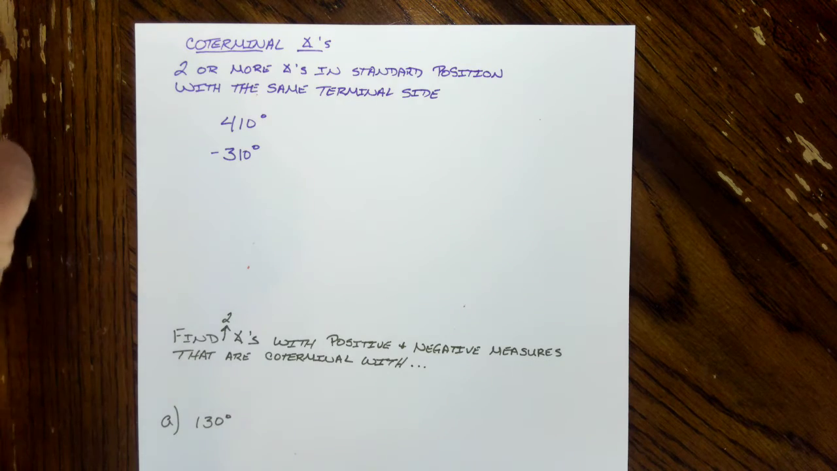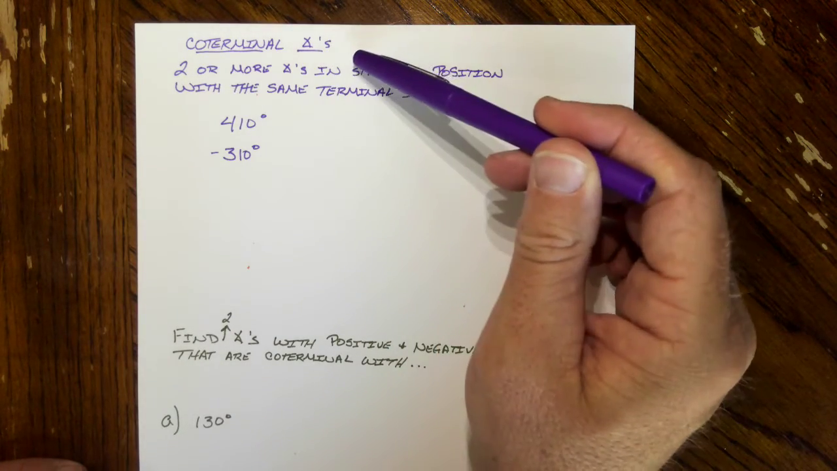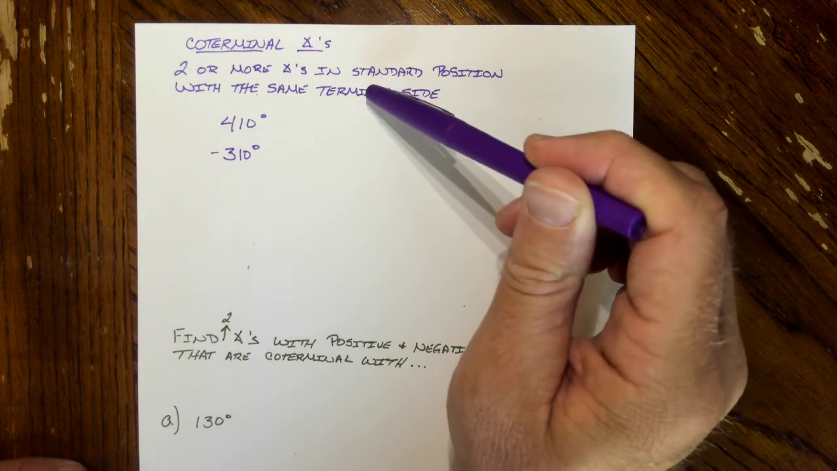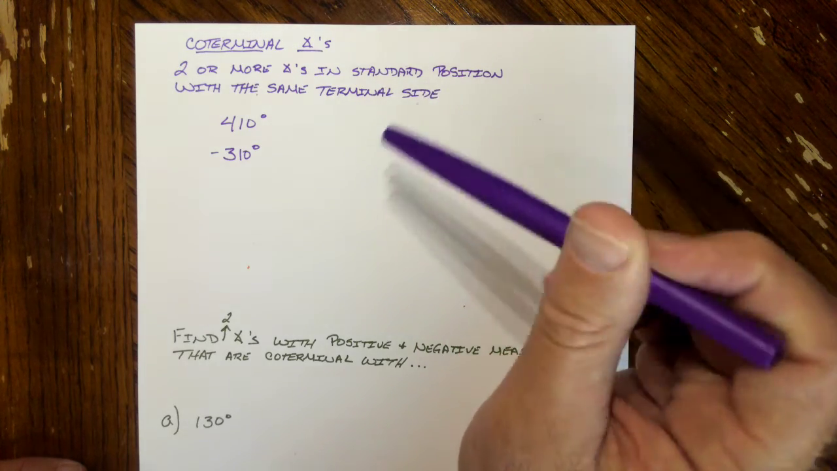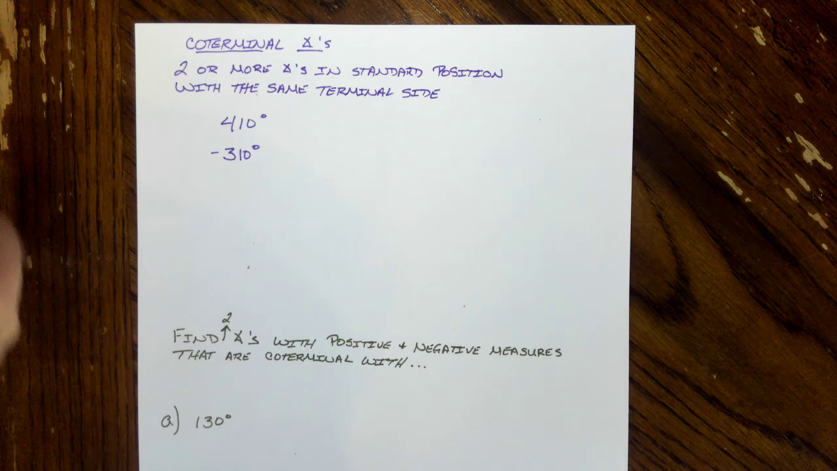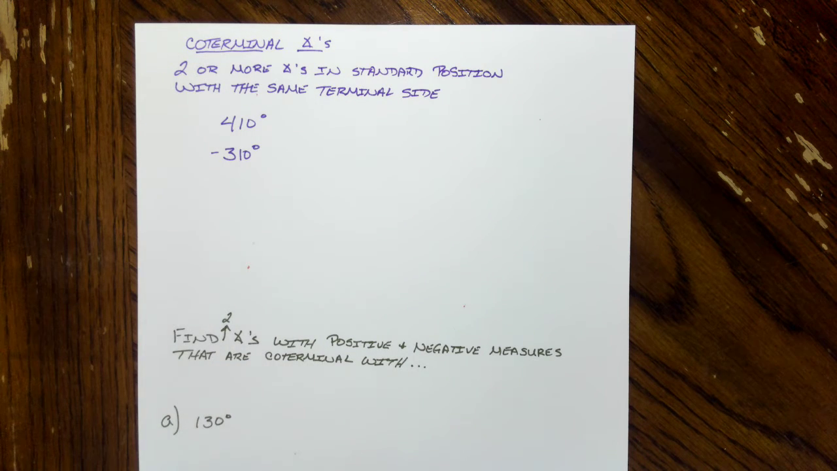Okay, coterminal, our next term. Coterminal angles: two or more angles in standard position with the same terminal side. So, there's a couple ways people look at these things, and you might pick up a little nugget here or there. So feel free to run with it when you do.